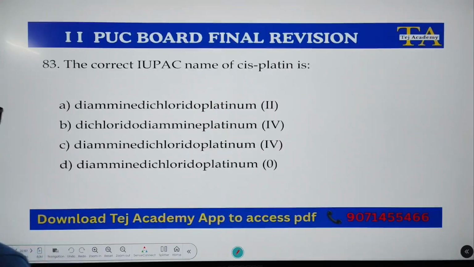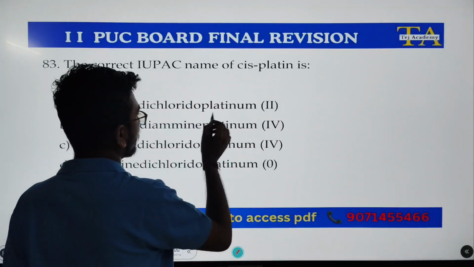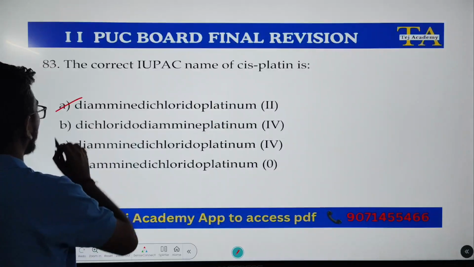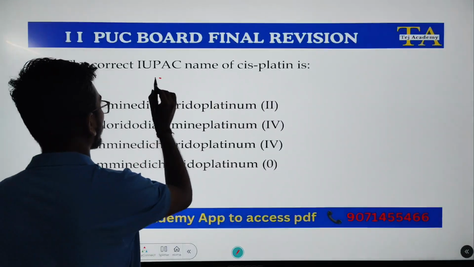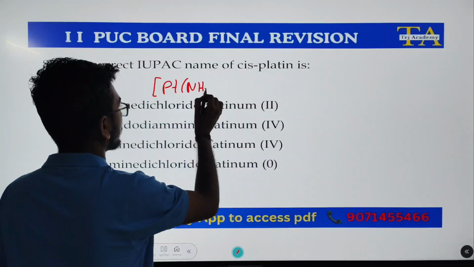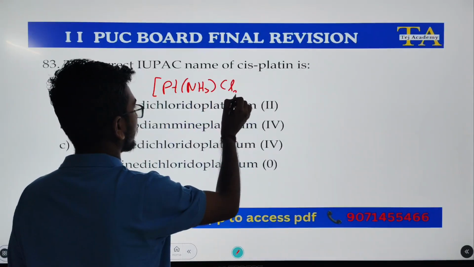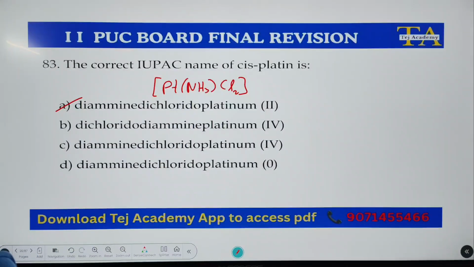The correct IUPAC name of cisplatin is diamminedichloridoplatinum(II). So I can write the formula like this: Pt(NH3)2Cl2, diamminedichloridoplatinum(II). Yes.